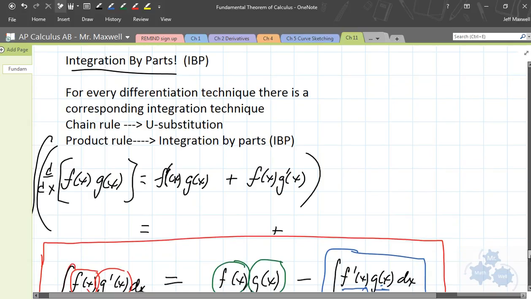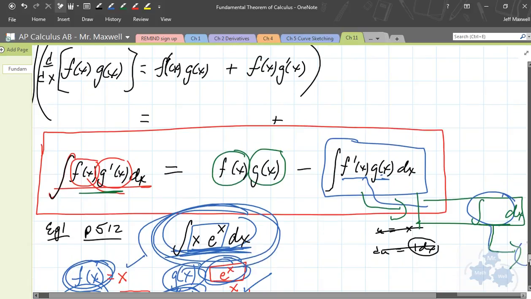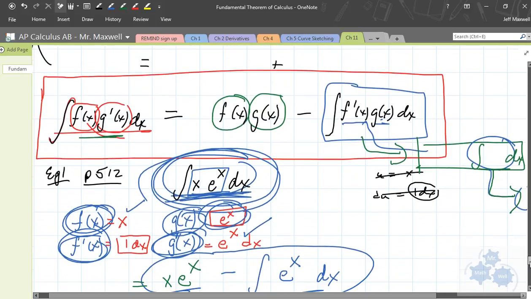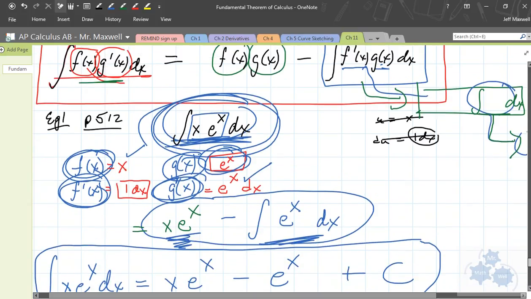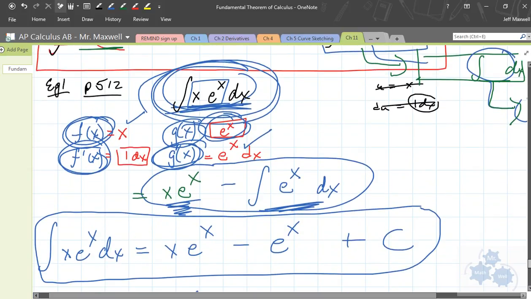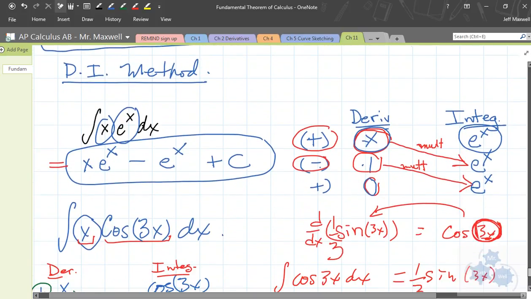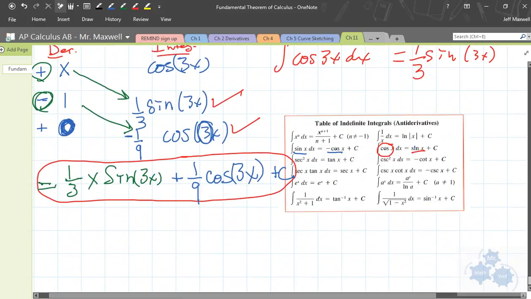What we've done is we've taken a look at the formula, how to rearrange and come up with that integration by parts formula. We've used the formula to solve some simple integrations, and then we learned the DI method. Okay? Do you guys have any questions?